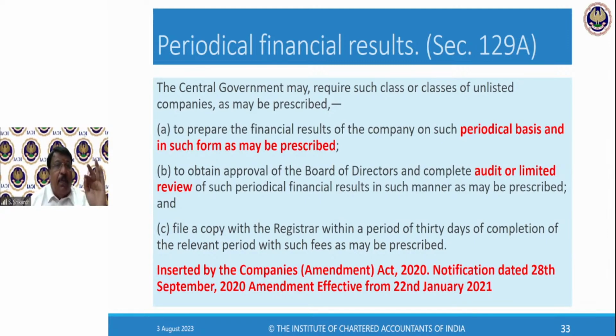But they have given themselves the power that they may prescribe preparation of the financial results of the company on a periodical basis. Periodical, they have said, they have not exactly said the frequency. But my humble view, it will be quarterly because listed companies give quarterly. And of course, it has to be approved by the board of directors and be subject to complete audit or limited review. Audit is very difficult. What we normally do is called limited review. For that, there is a separate accounting standard on how to conduct a limited review of financial statements and disclose.